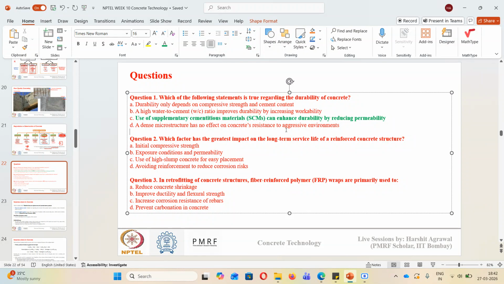Portlandite contributes to the porosity of concrete. But by adding supplementary cementitious material, we are densifying the concrete. When we densify the concrete, we reduce the permeability of concrete, so we enhance the durability of concrete.